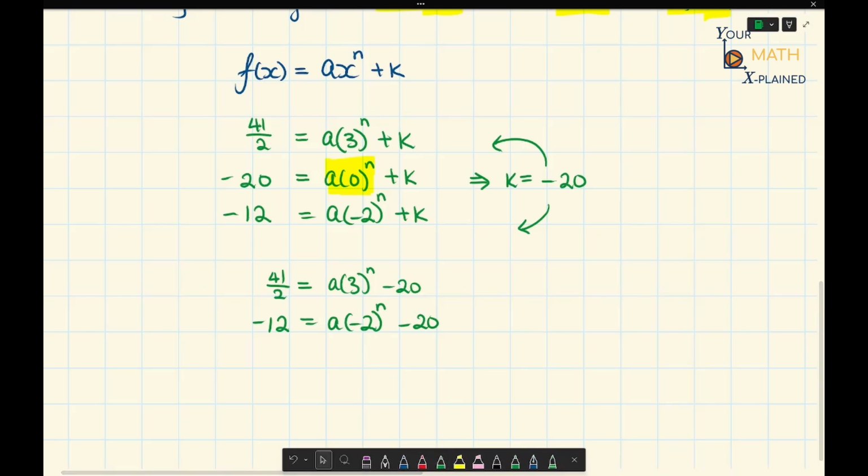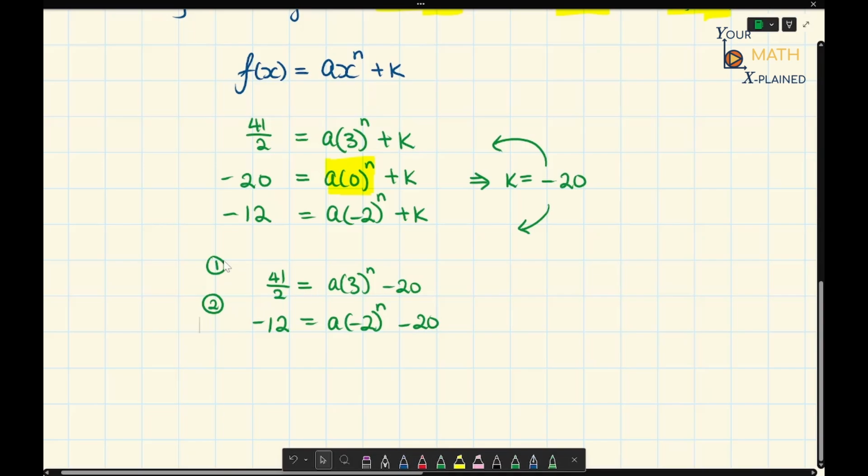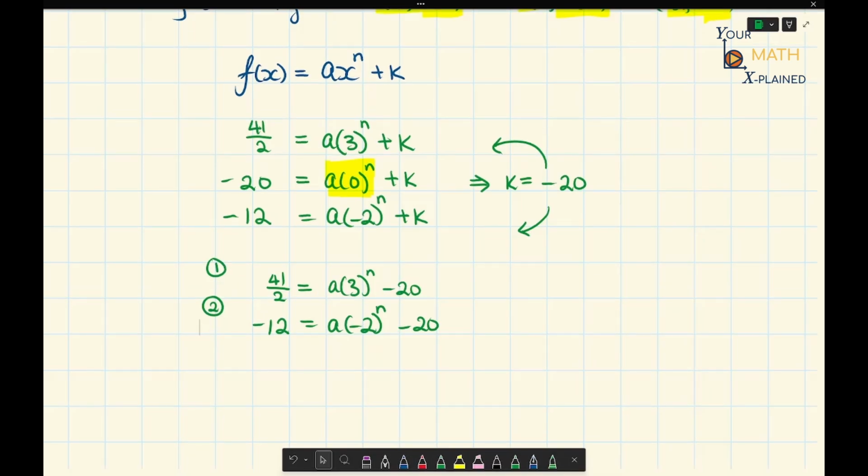So now we have 2 equations with 2 unknowns. And there are multiple different ways to solve this. You can do it by substitution, but what we're going to do is take this first equation and divide it by the second equation. The reason we want to do that is because they both have a there, and if we divide the first equation by the second equation, we can cancel out the a. So we're just going to move the -20 over to the left side first for both of these equations.